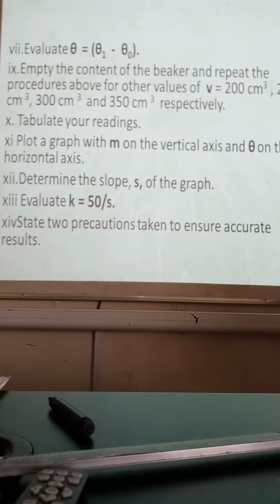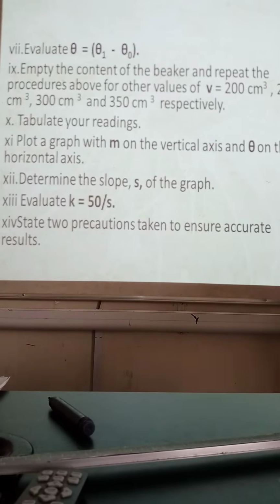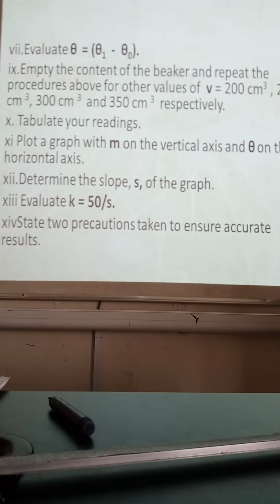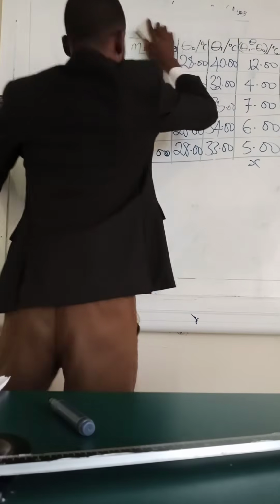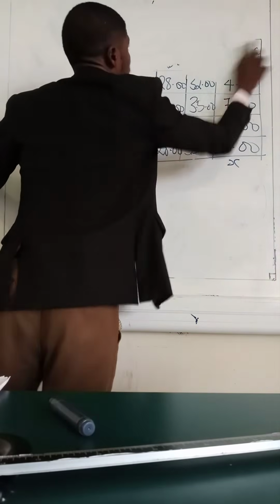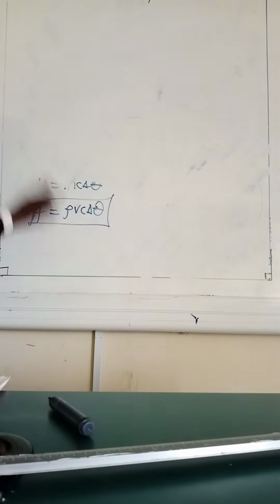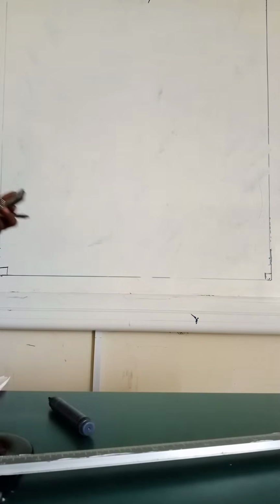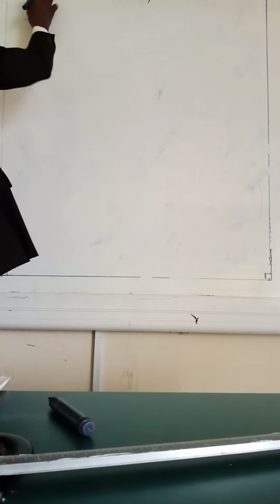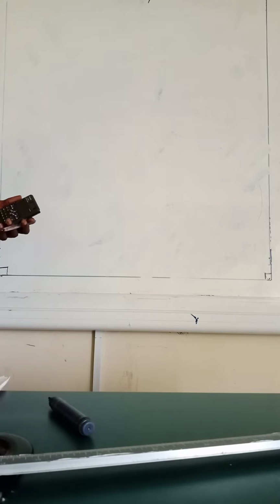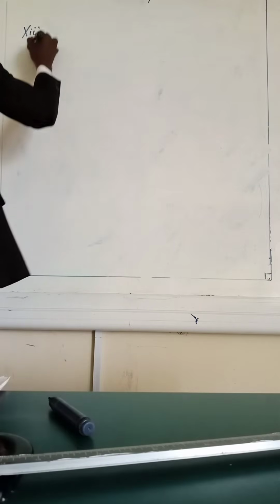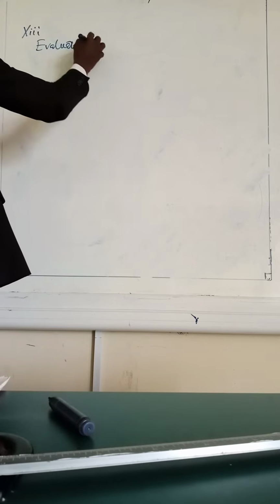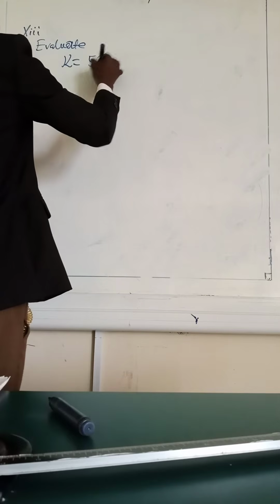They ask us to evaluate K is equal to 50 all over S. K is 50 all over S. So what do we do? Quickly, I am going to clean this so that we will have time to solve the other questions. Yes. So evaluate, that is B. That is question number XIII. So yeah, XIII. So they say evaluate K is equal to 50 all over S.